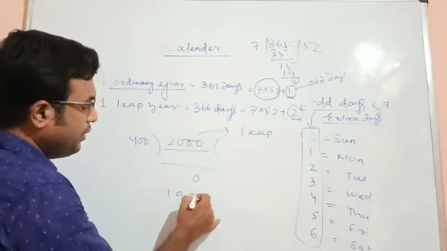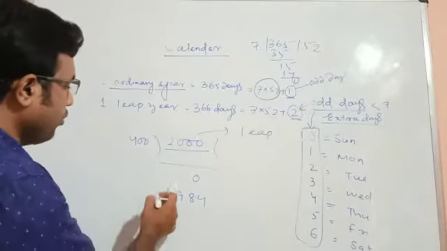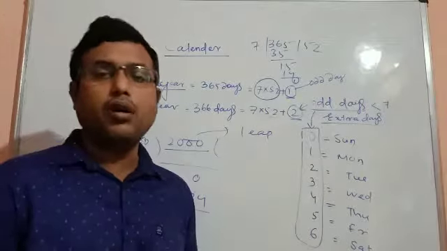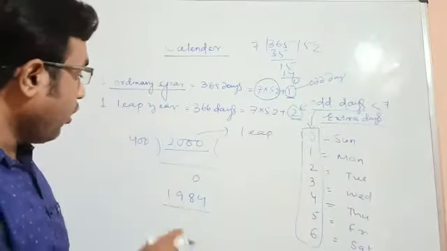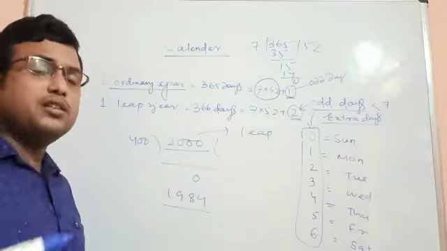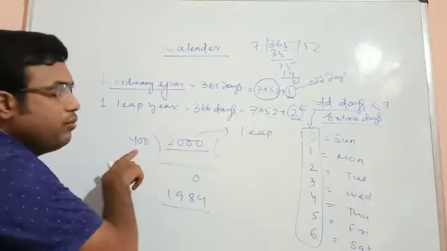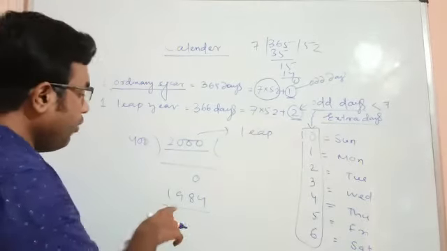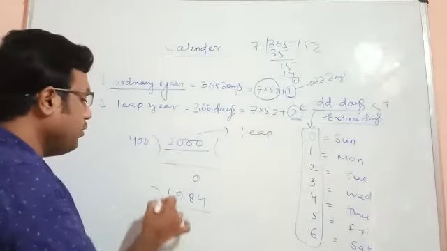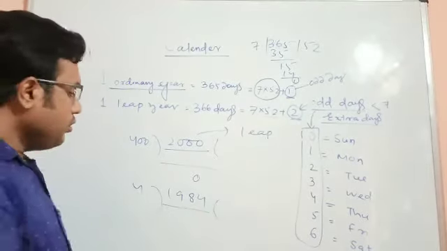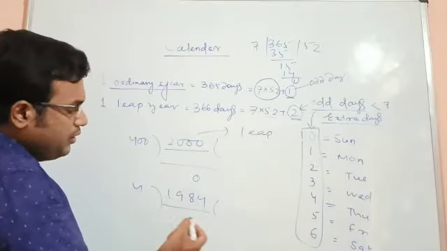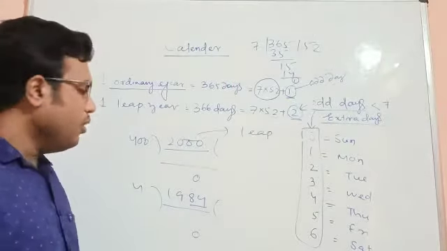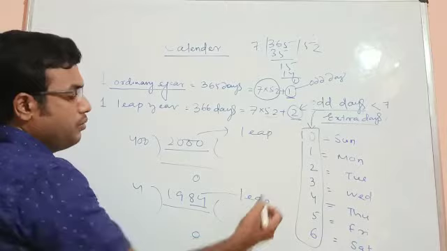Second, any year which is not a century. Suppose 1984. You take another example, 1984. It is not a century. First of all check whether it is a century or not. If it is a century, then try to divide it by 400. If it is divisible by 400, then it is called a leap year. Now this is not a century, so try to divide it by 4. Obviously it is divisible by 4 because the last 2 digits are divisible by 4, so your remainder becomes 0. So this is called what? Leap year.